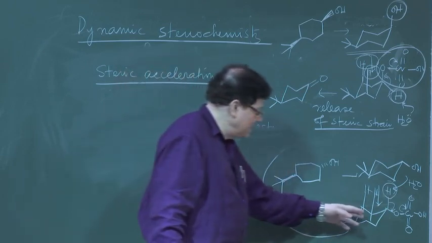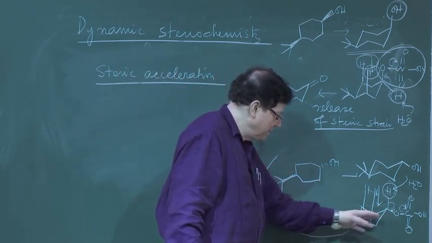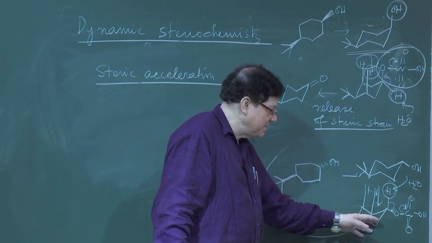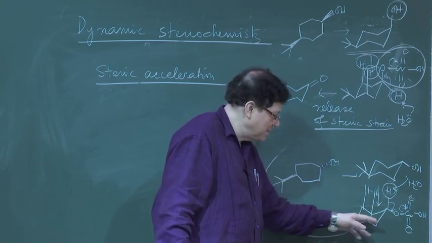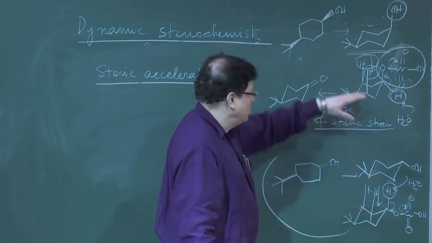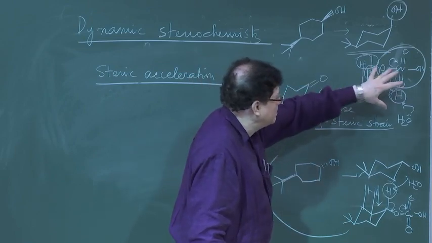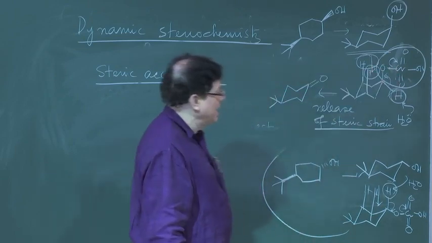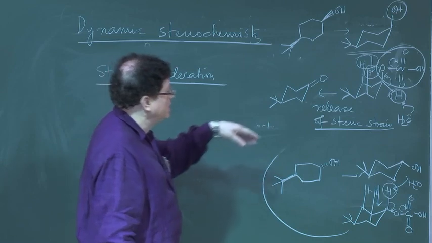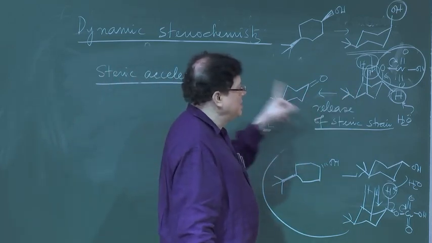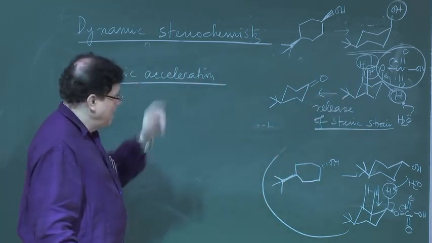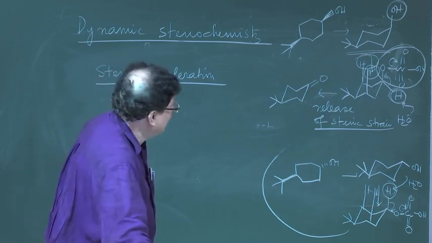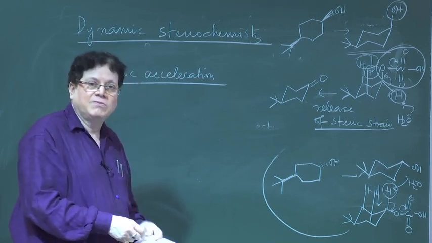So, there is no steric strain release in this case. There may be some, but not to the extent that is present in the axial isomer. So, that is the reason, due to steric acceleration, this axial isomer is oxidized at a faster rate.